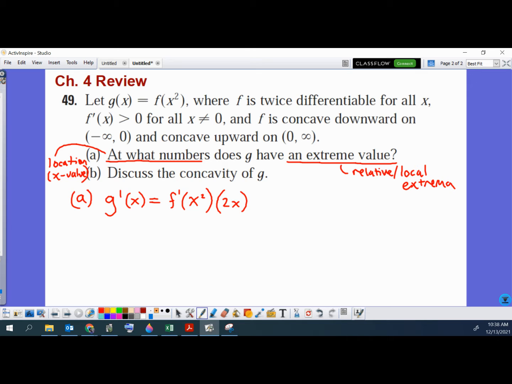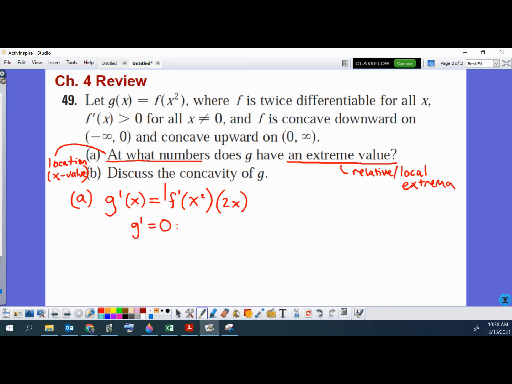Anyway, that is G prime, right? F prime of stuff times stuff prime. All right. So we want to know where G has an extreme value. That means we need to know where G prime either equals 0 or does not exist, right? That's how you get critical values of G. So I'm just going to go ahead and write down G prime equals 0.